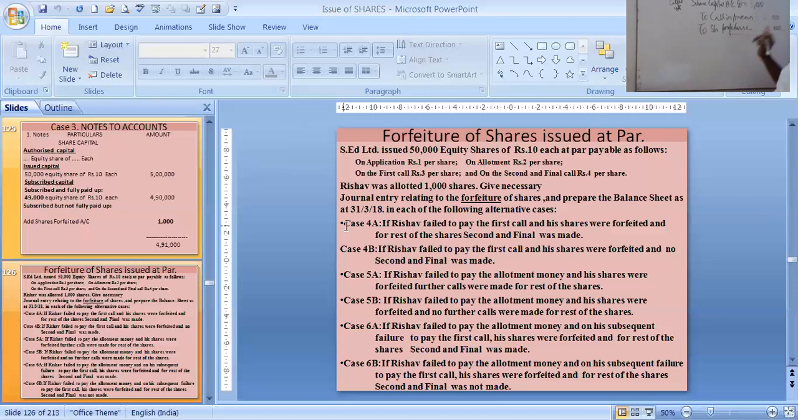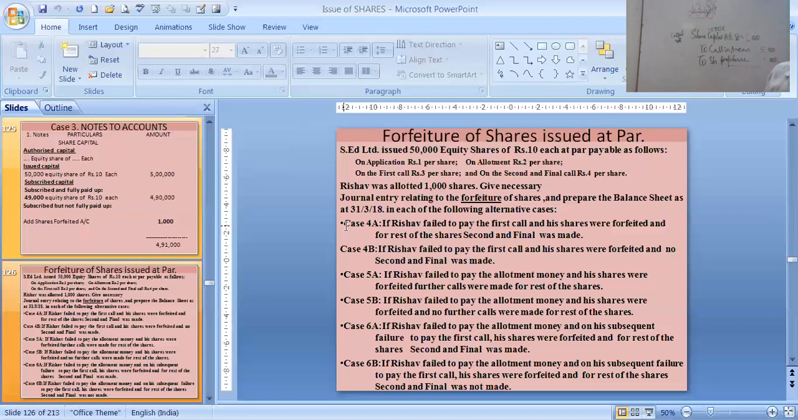He has failed to pay the allotment money of 2 rupees and the first call of 3 rupees. So 5 rupees he has not paid. So this will become 5,000 calls in arrear. And this will be 6,000, my dear students, because we have made a call till the first call.